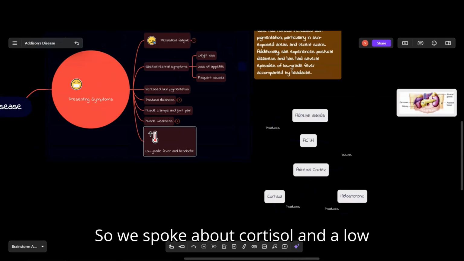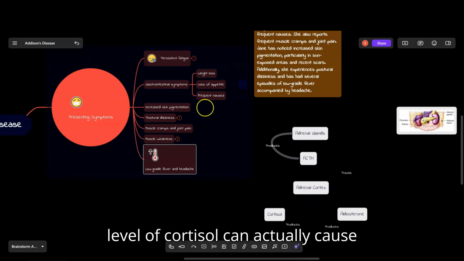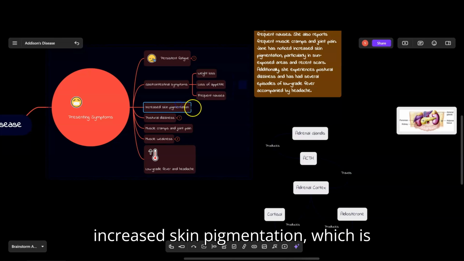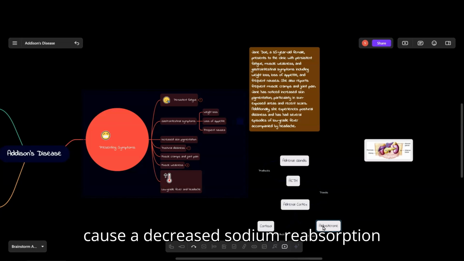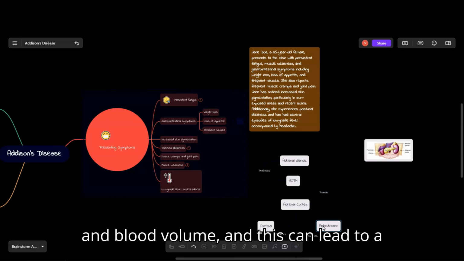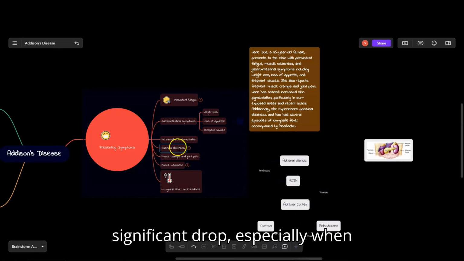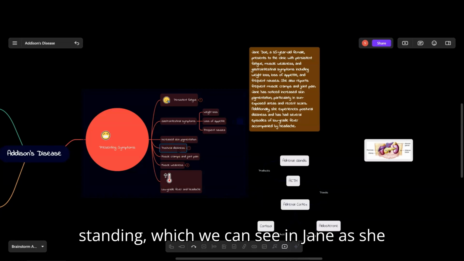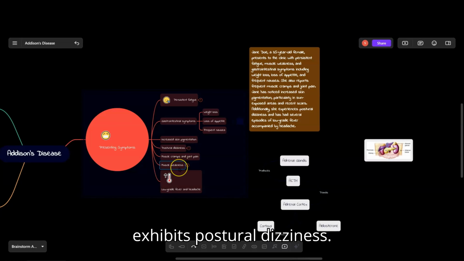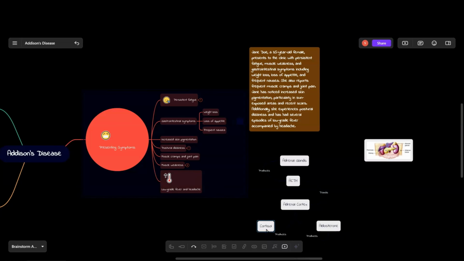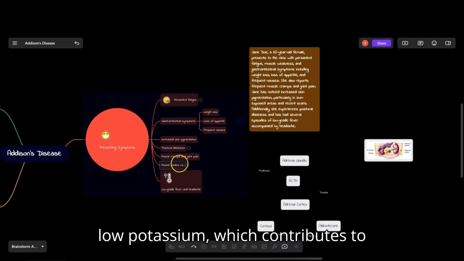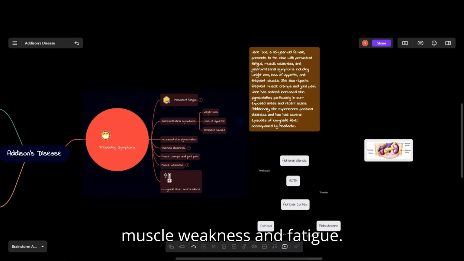So we spoke about cortisol, and a low level of cortisol can actually cause increased skin pigmentation, which is what we can see with Jane. We also spoke about aldosterone, and a reduced level of aldosterone can cause decreased sodium reabsorption and blood volume, and this can lead to a significant drop in blood pressure, especially when standing, which we can see in Jane as she exhibits postural dizziness. The muscle weakness can be explained by low cortisol, again, and electrolyte imbalances, especially low potassium, which contributes to muscle weakness and fatigue.